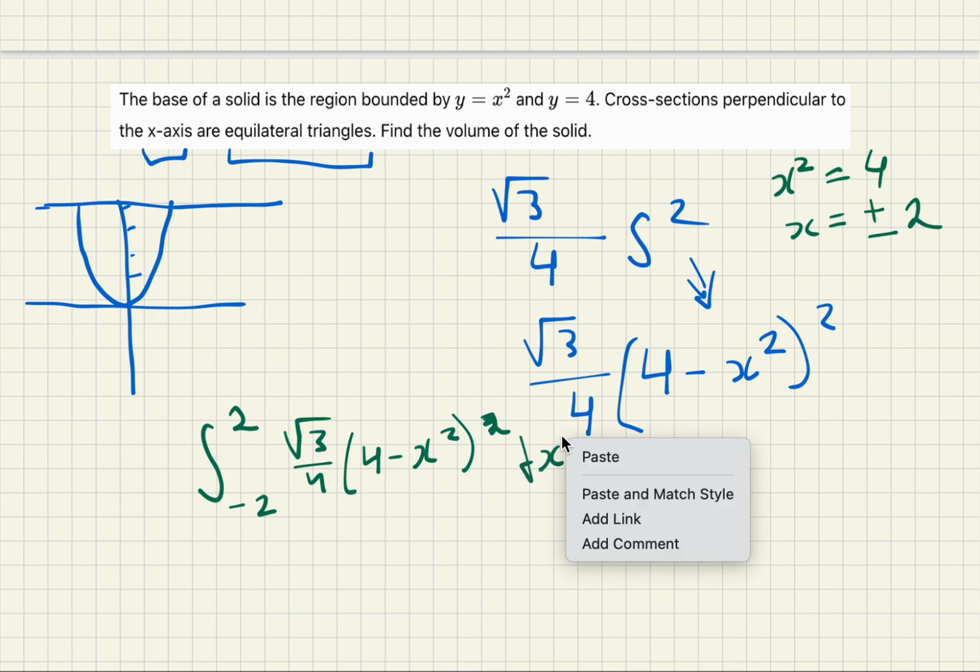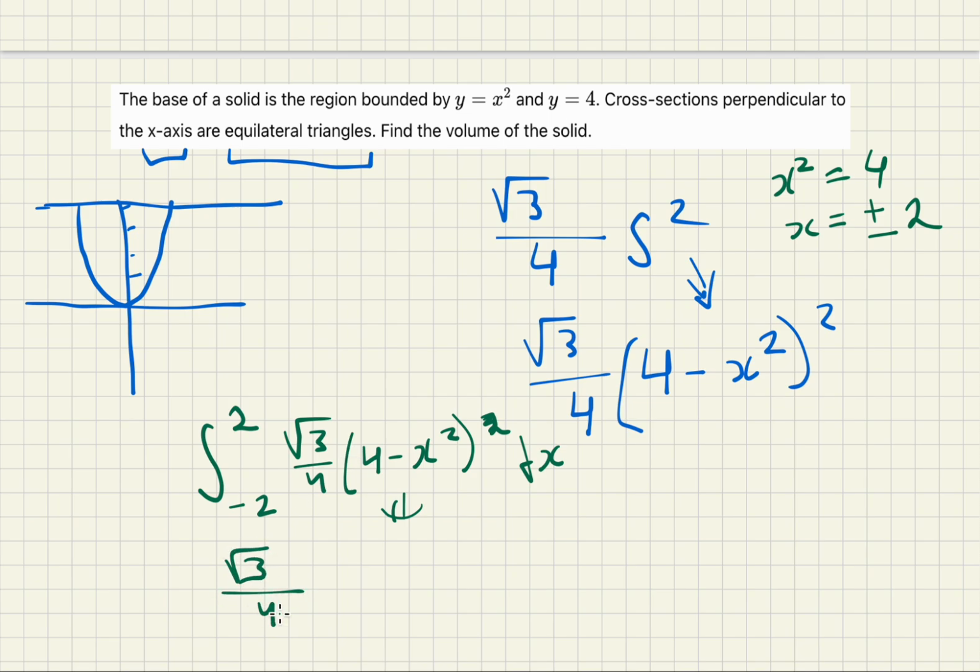And so now all we need to do is simply solve this. And we can take the constant out. So in this case, square root of 3 over 4 is the constant. And we can expand 4 minus x squared, the whole square. And so when we expand that, we get 16 minus 8x squared plus x to the power of 4 dx. And now, since we have simplified everything, we can now do the power rule and integrate term by term.